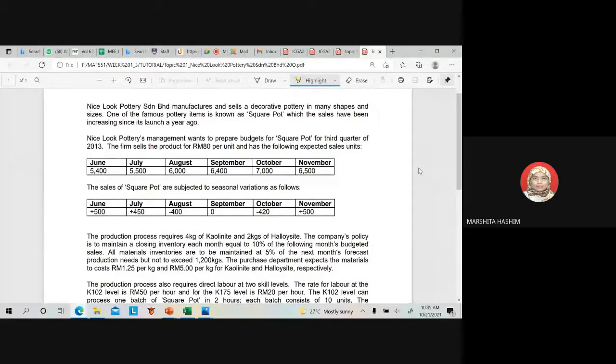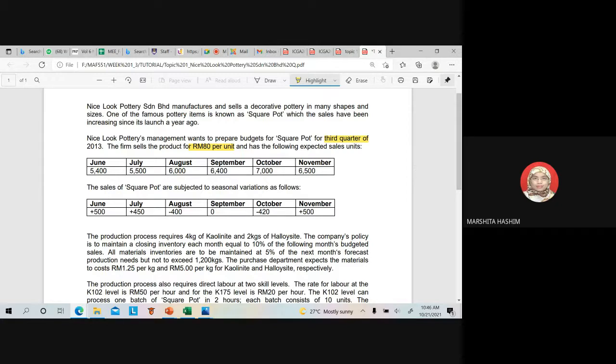Nice Look Pottery manufactures and sells decorative pottery in many shapes and sizes. One of its famous pottery is known as the square pot, whose sales have been increasing since its launch. Nice Look Pottery's management wants to prepare a budget for the square pot for the third quarter of the year. The firm sells the product at 80 ringgit per unit, and has the following expected sales.